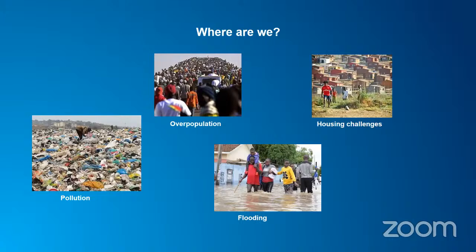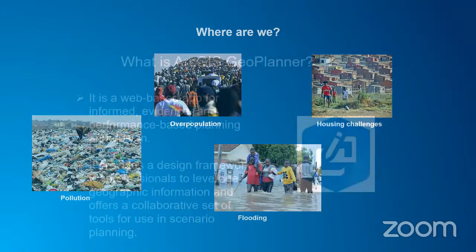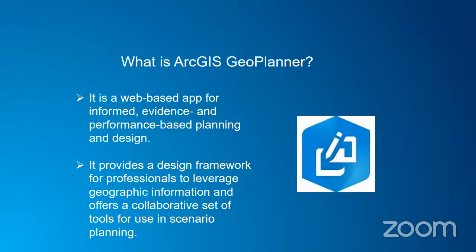Now, ArcGIS GeoPlanner comes into play when we're thinking about development, when we're thinking about how we want to plan the cities with the ecosystems that already exist in mind. We have a couple of geo-enabled applications, ArcGIS GeoPlanner being one of them. We can also talk about ArcGIS CityEngine and ArcGIS Urban within the same family.